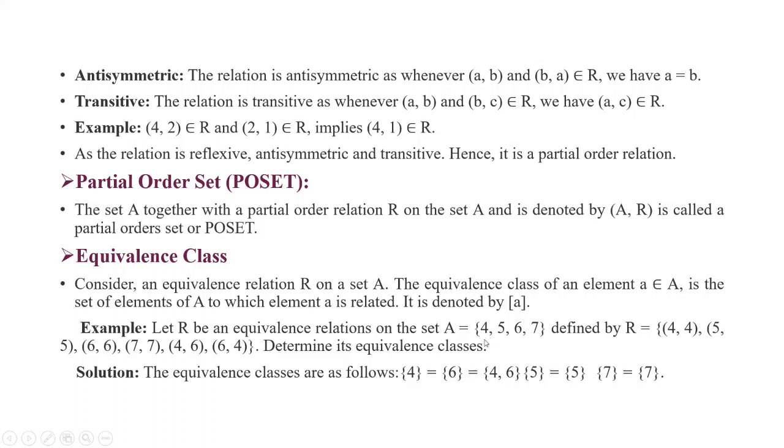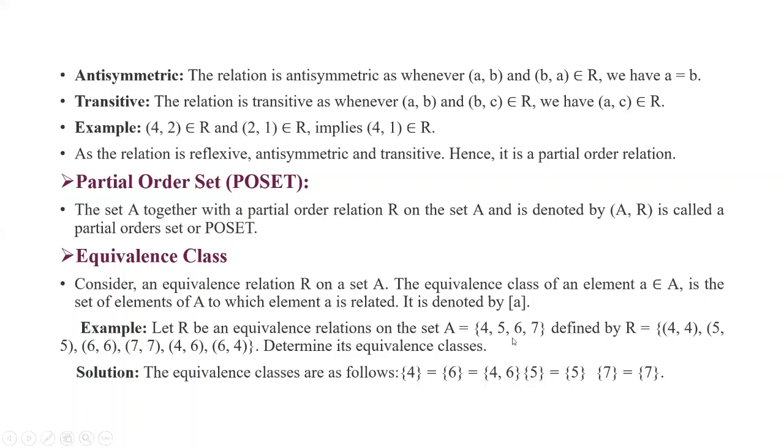So in the example, let R be an equivalence relation on set A, right? This set A contains 4, 5, 6, 7, defined by the relation R, which is (4, 4), (5, 5), (6, 6), (7, 7), (4, 6), (6, 4). So determine its equivalence class. So what is this equivalence class? As per the definition, for the element a belonging to A, it is the set of elements of A to which the element a is related.